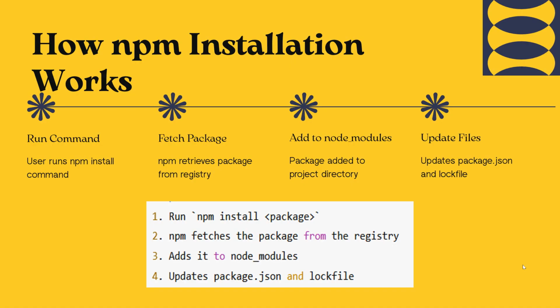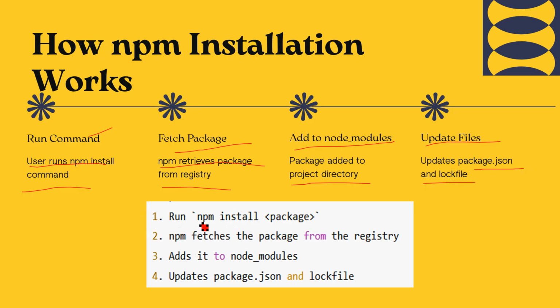Then, how do npm installations work? We need to run a command. The user runs the npm install command, npm retrieves the package from the registry, adds it to node modules, adds the package in the project directory, and updates the package.json file and the lock file.